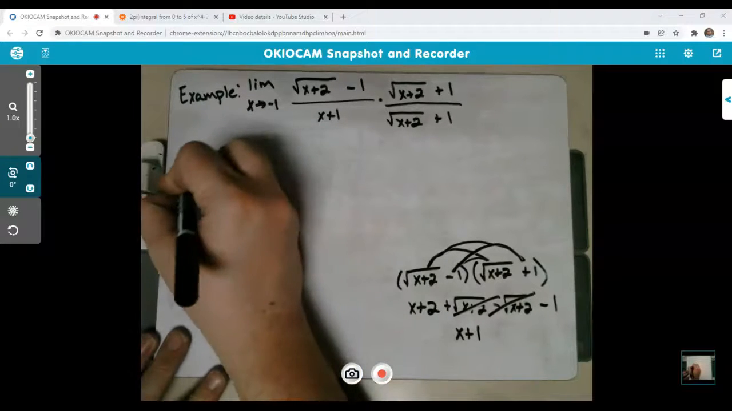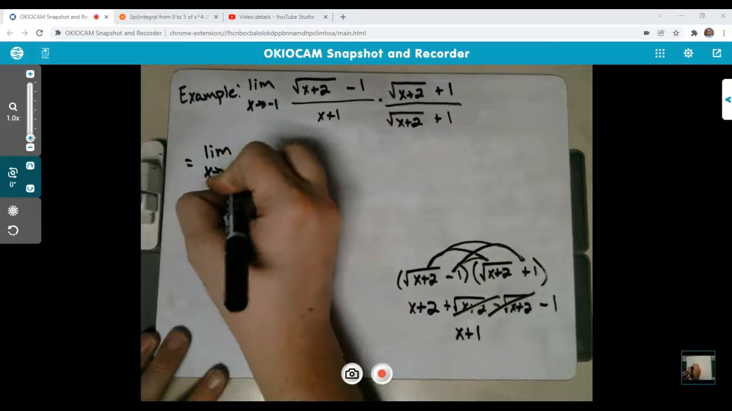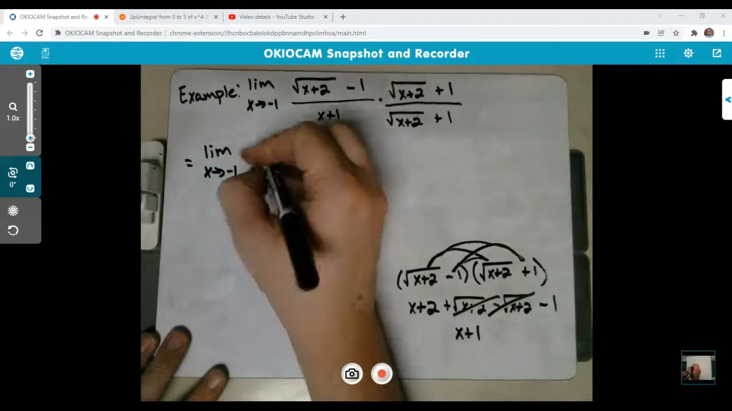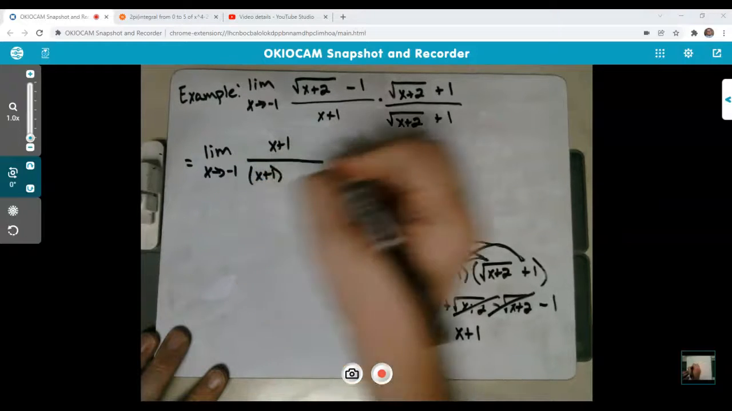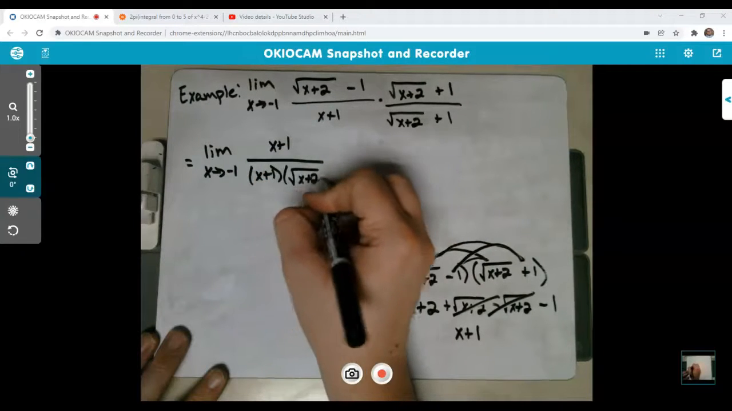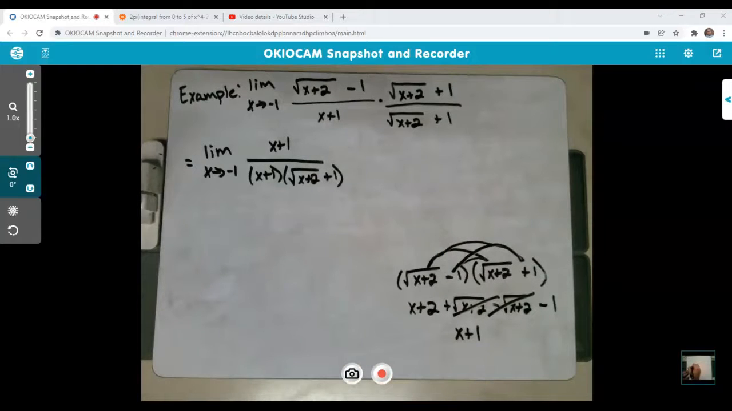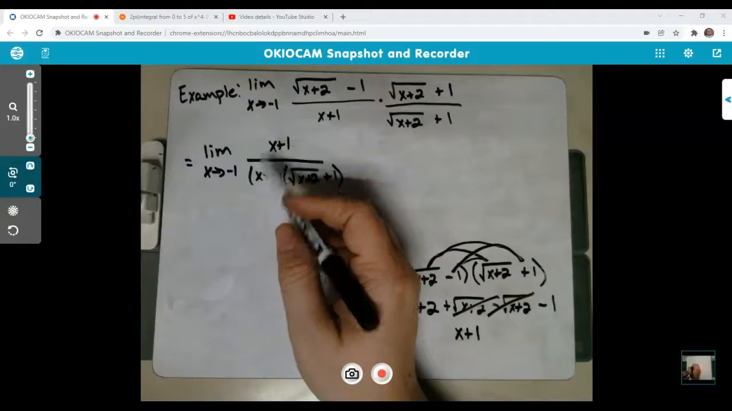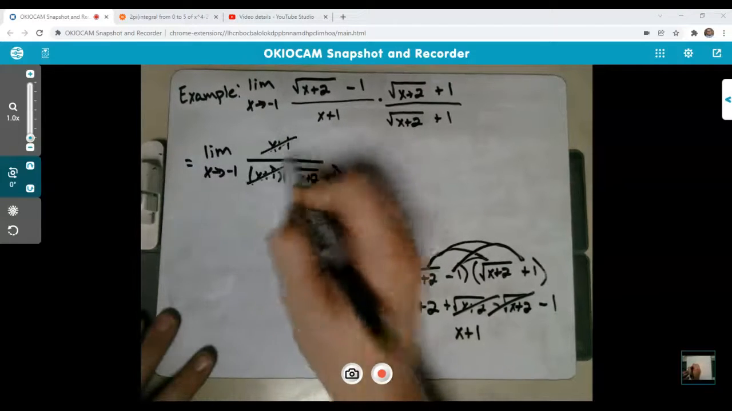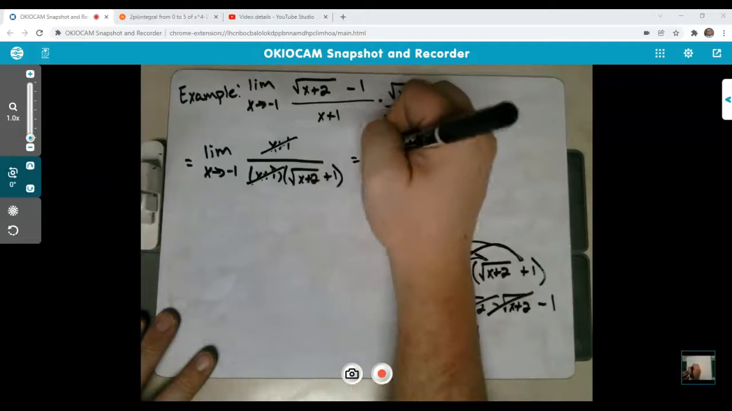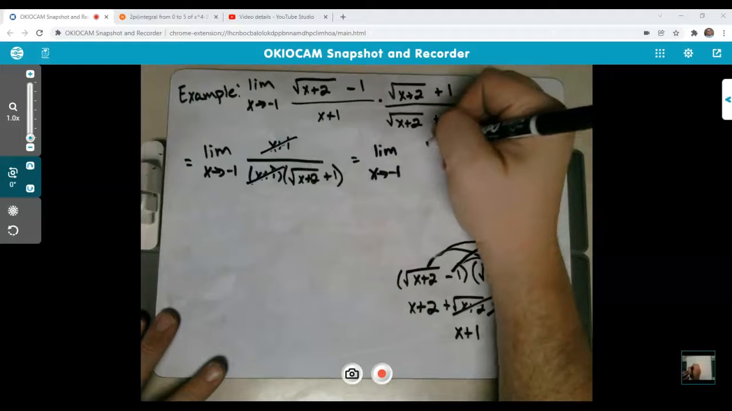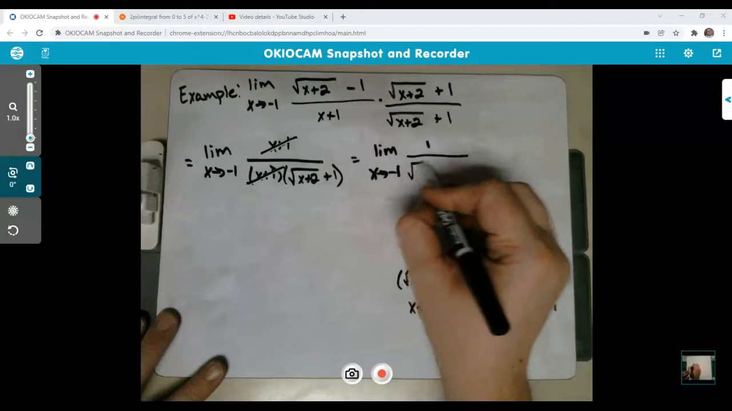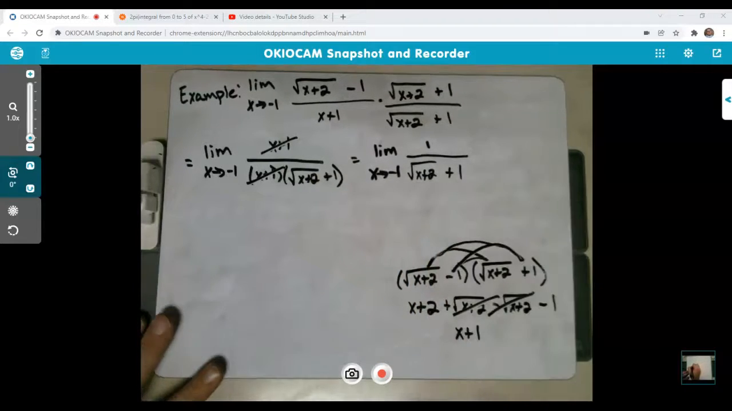So what this ends up being is the limit as x approaches negative 1 of, we just said on top, that becomes x plus 1. And the denominator is x plus 1 times the square root of x plus 2 plus 1. Now the reason that's so helpful for us is because now look, I have x plus 1 on top, x plus 1 down here, so they cancel out. So now I'm left with the limit as x approaches negative 1 of, everything is gone from the top, so we just put a 1 there, over, on the bottom I have the square root of x plus 2 plus 1.